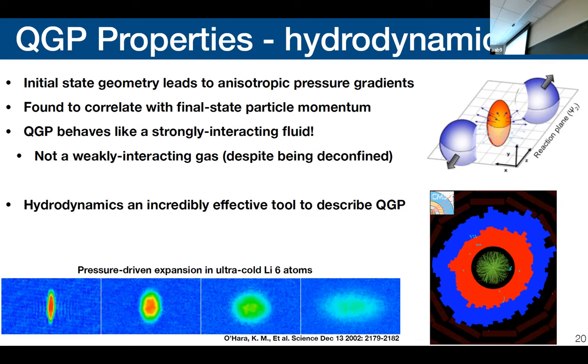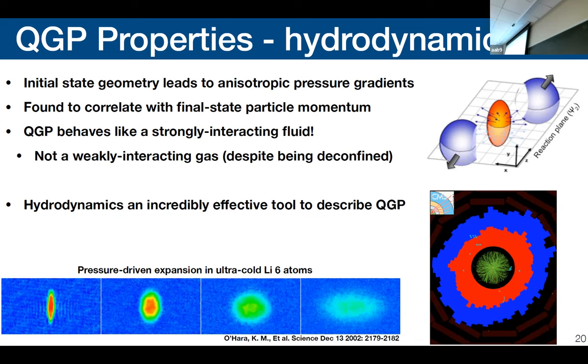And that pressure gradient actually forces the Quark-Gluon plasma to expand more in the short direction than in the long direction, okay? This is actually kind of simulated in a larger system of ultra-cold lithium-6 atoms, which is shown in this plot here, where they start with kind of an almond shape. They allow it to expand as a strongly coupled fluid, and you can see that in the final state, the particles are actually moving more in the horizontal direction because of these pressure gradients, okay? And this correlation between the initial pressure gradient and the final state momentum is a property of hydrodynamics, okay, relativistic hydrodynamics.